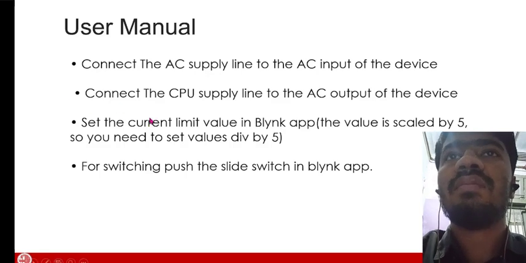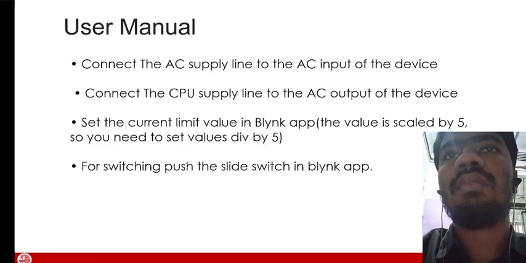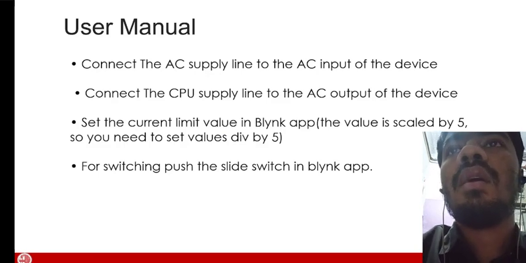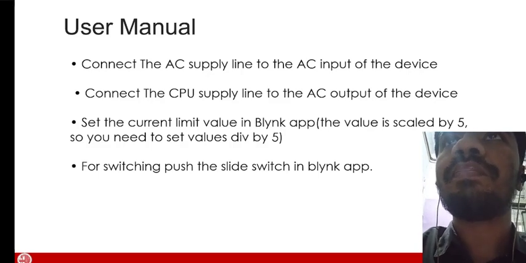Then set the current limit value in the Blynk app. The value is scaled by 5, so you need to set the value divided by 5. And for switching on or off, push the slide switch in the Blynk app.